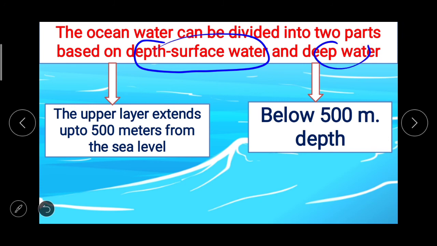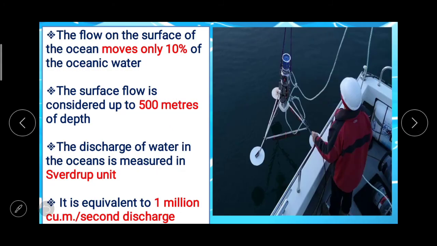If we talk about surface water, the upper layer extends up to 500 meters from sea level, and below is the region beyond 500 meters depth. So, the region from sea level to the depth of 500 meters is considered to be the surface water. Sunlight can reach till this depth. The movements in this layer occur mainly due to differences in temperature and salinity. The planetary winds give speed to the ocean currents.